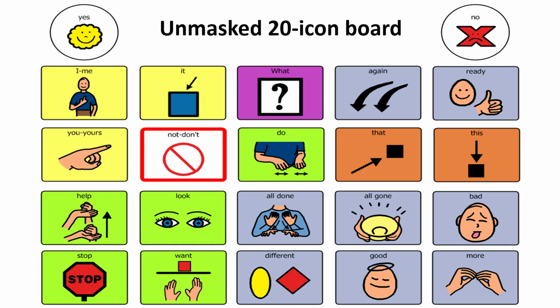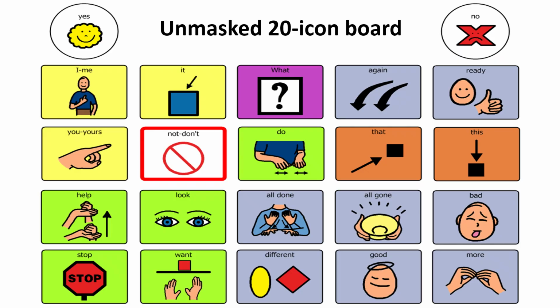Let me show you what happens when you use a board like this. Nothing wrong with this board. I actually started with a board like this and then went to the masked boards. So here's just 20. And the great thing about this one is the icons are bigger. So this would probably be great for a student who is visually impaired or has some visual issues because the icons are better. So you have to match the communication system to the student.